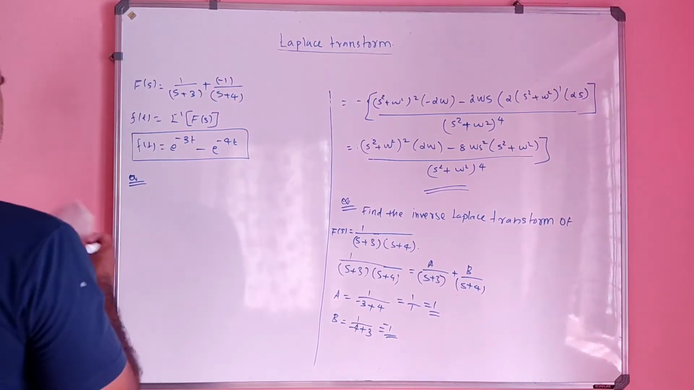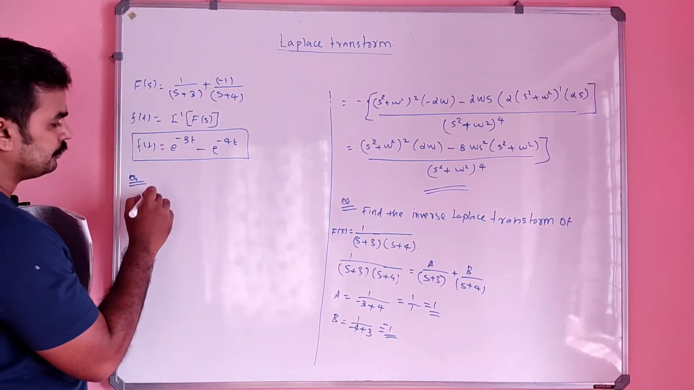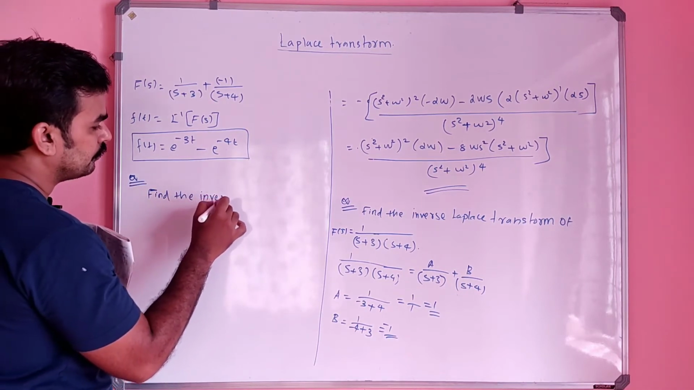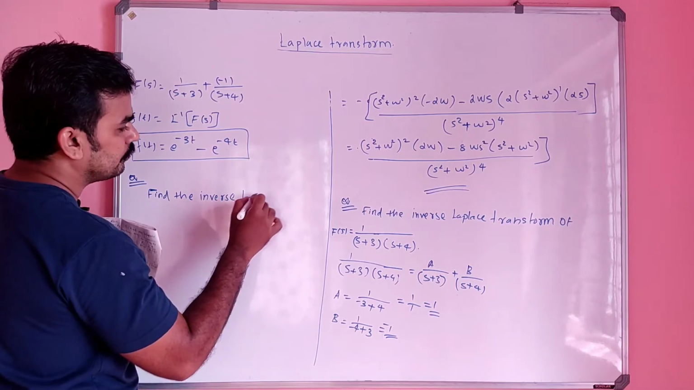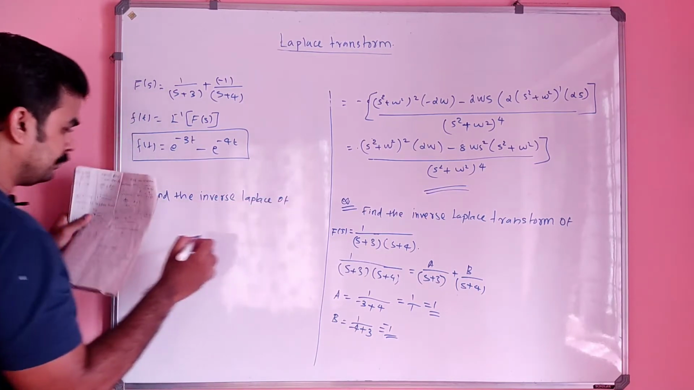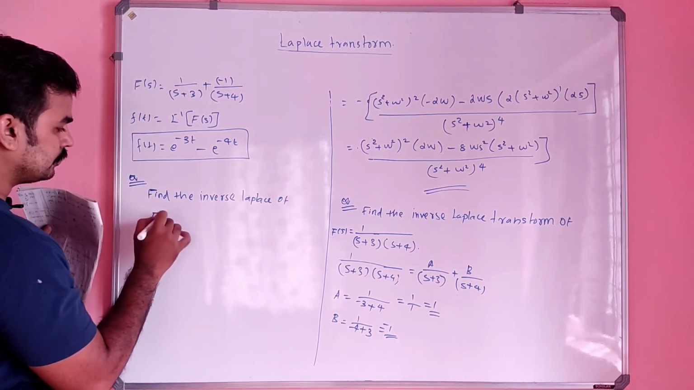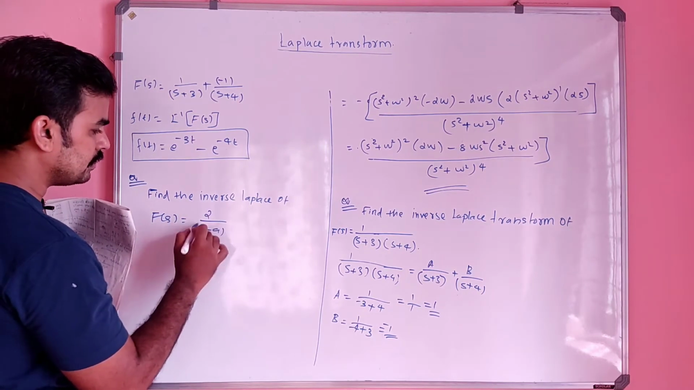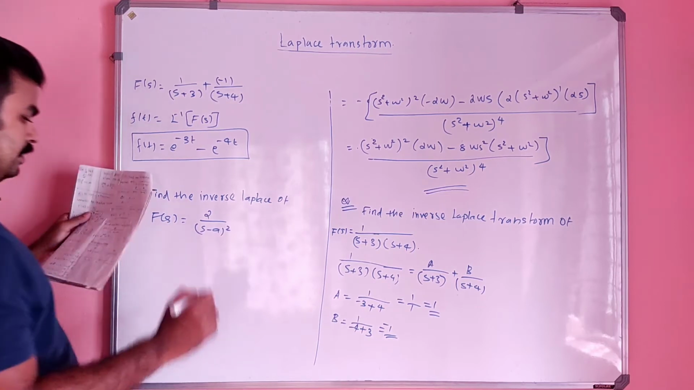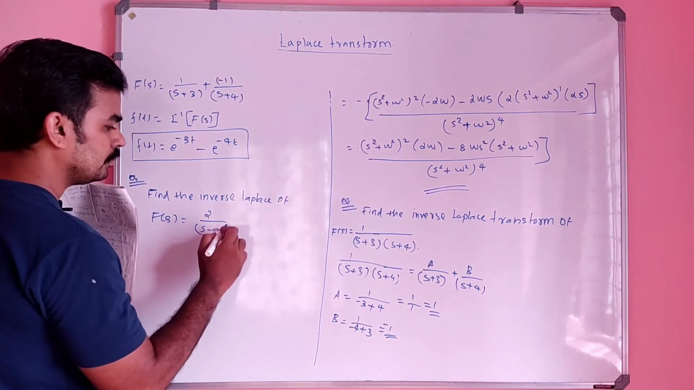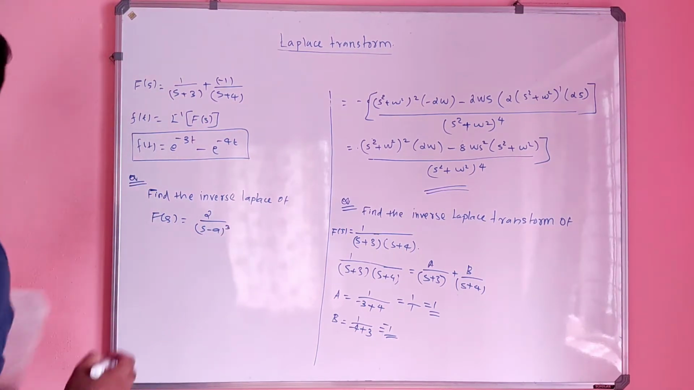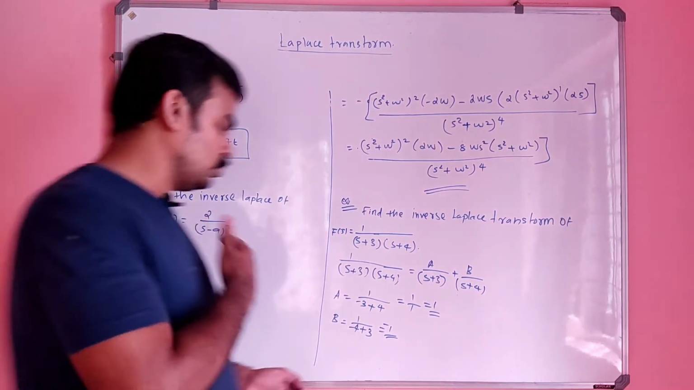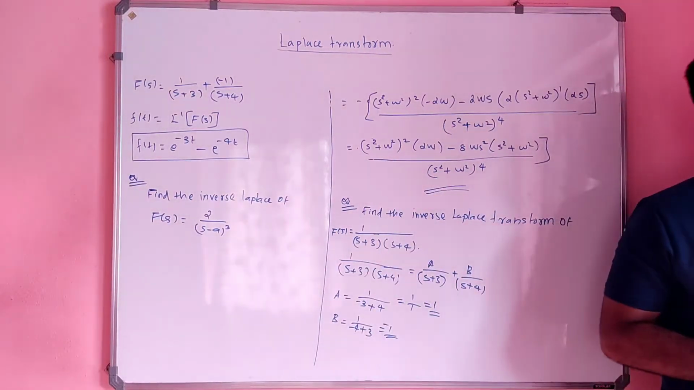Find the inverse Laplace of F of s is equal to 2 divided by s minus a the whole square, sorry, whole cube. How can we find the inverse Laplace transform of 2 divided by s minus a the whole cube?